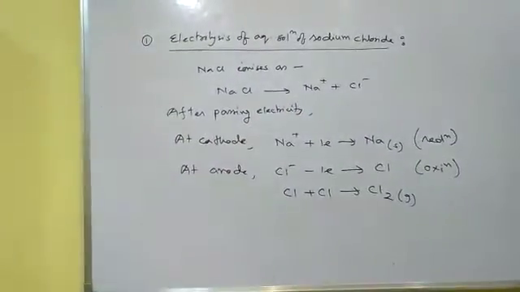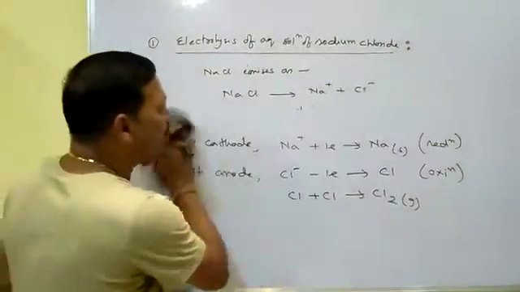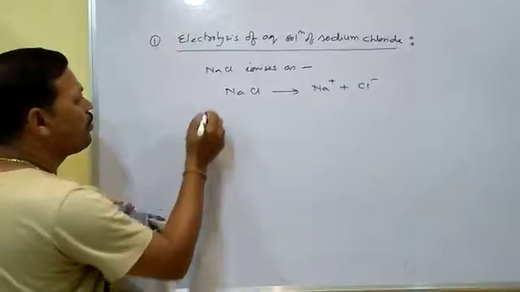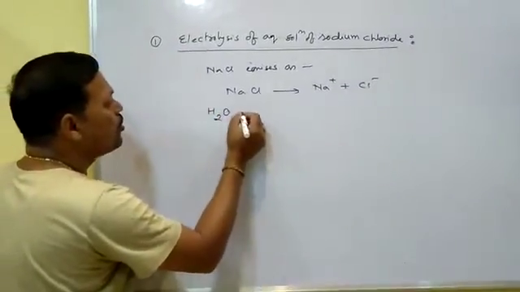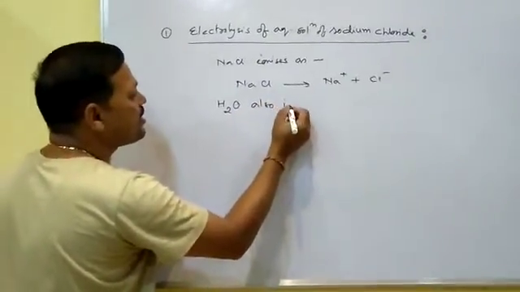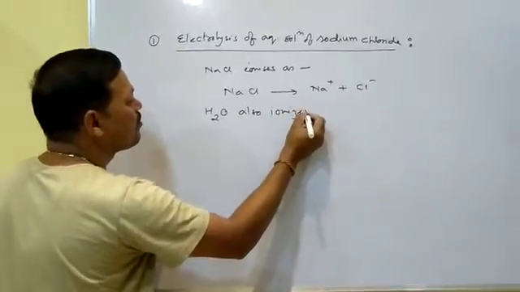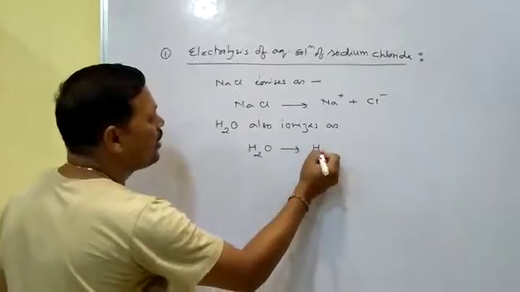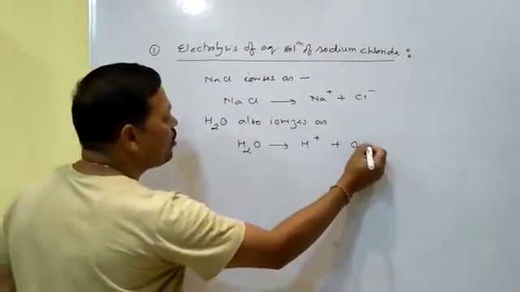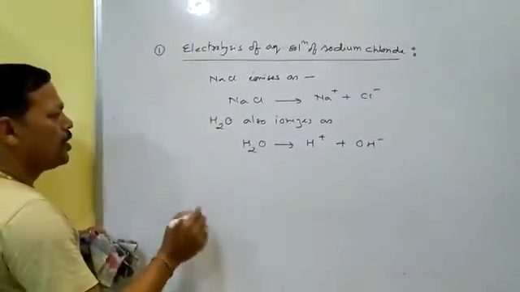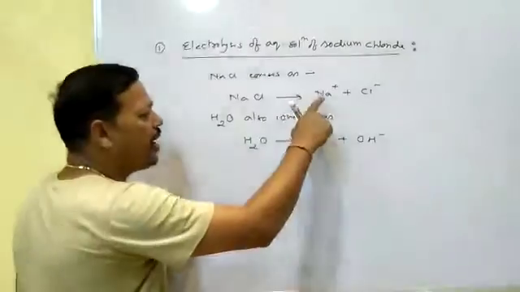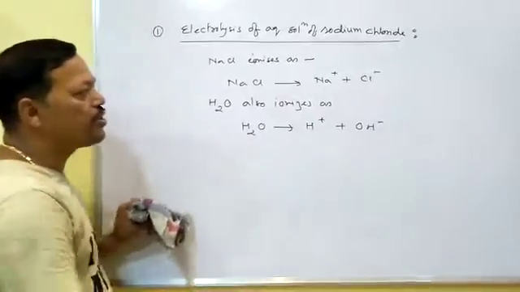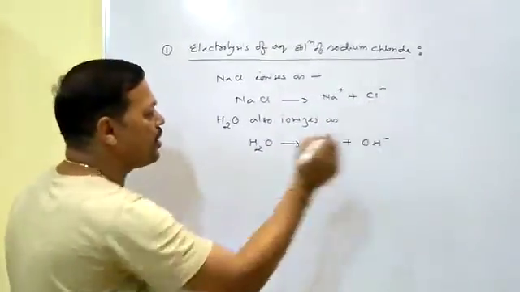Like sodium chloride, water also ionizes, because aqueous solution contains water also. Water also ionizes: H2O gives two ions, H+ and OH-. So your solution contains Na+, H+, Cl-, OH-. I mean the solution contains two cations and two anions.